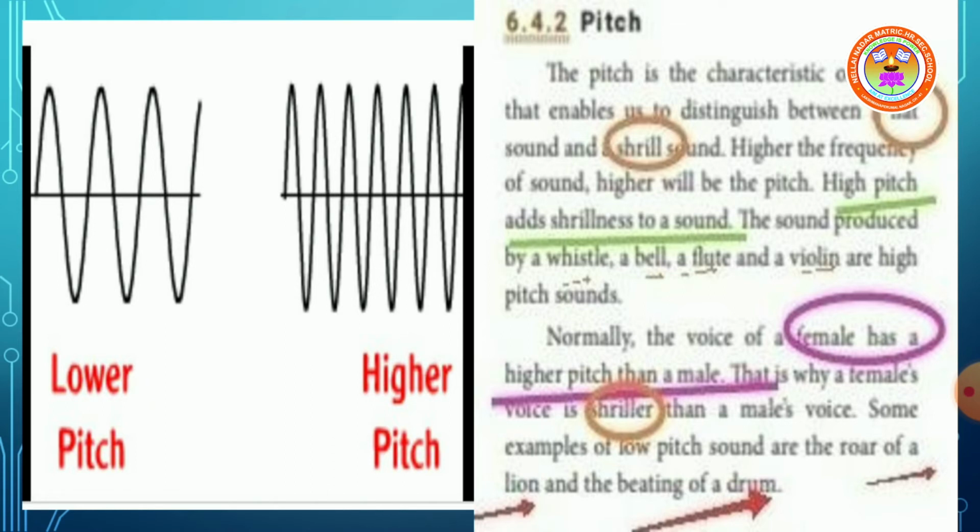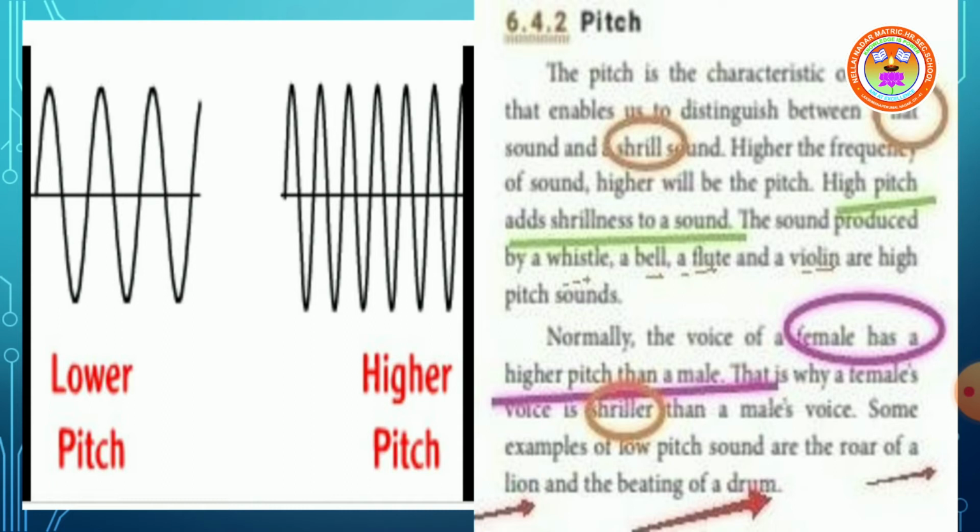Next we are going to see pitch. What is pitch? Pitch is the characteristic of sound that enables us to distinguish between a flat sound and a shrill sound. There are two types of pitch: higher pitch and lower pitch. Higher pitch is known as shrill. Lower pitch is known as flat.